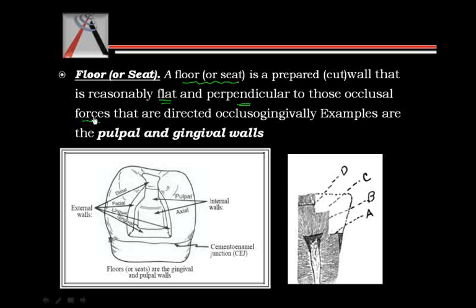the occlusal forces. So this is the tooth and we have the forces that will be directed on this side. So the walls which are able to resist, so the pulpal wall and the gingival wall which are actually taking up the occlusal forces, are called the floor or seat. So we can notice in here this is the direction of the occlusal forces, and these are the walls which are perpendicular to the occlusal forces and can bear the occlusal forces. So these are called as floor or seat.